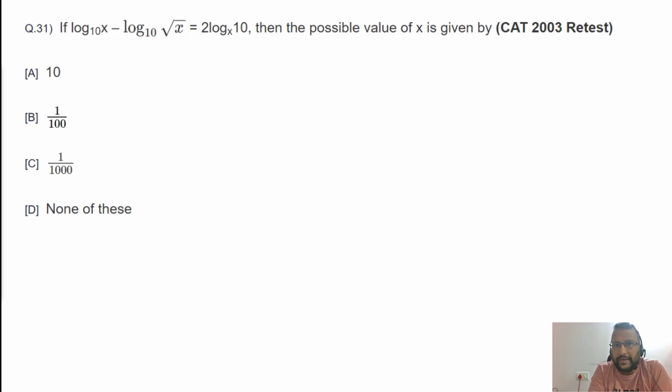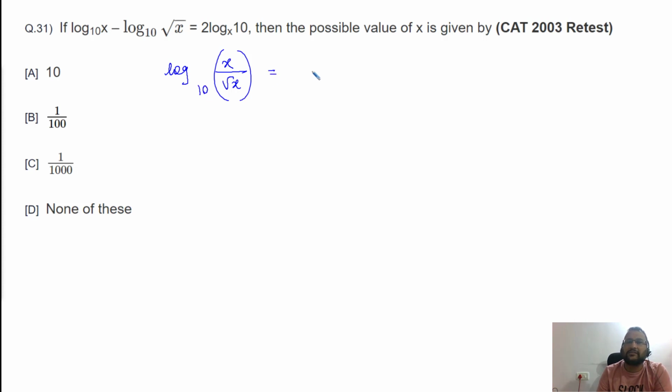The next question is again from CAT 2003. Over here one logarithmic equation is given and we need to find the possible value for x. On the left hand side, the base is 10. In subtraction we divide the terms. So the left hand side is equal to log of x divided by root x to the base 10.